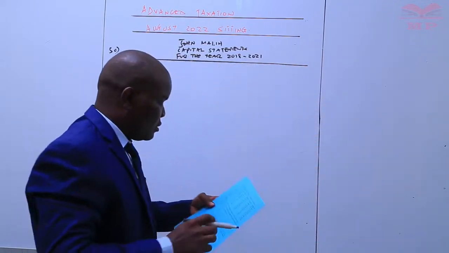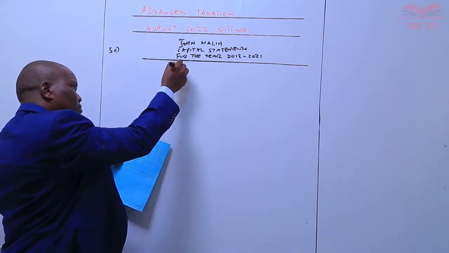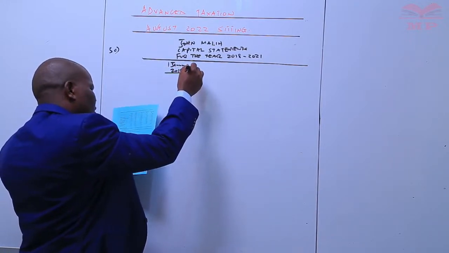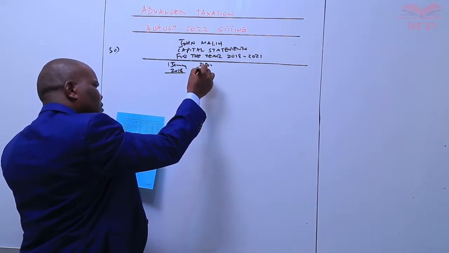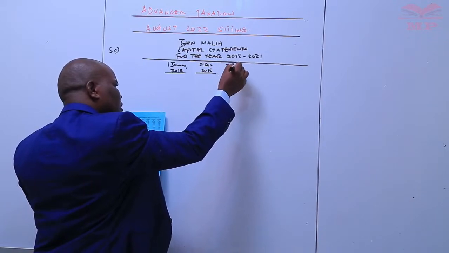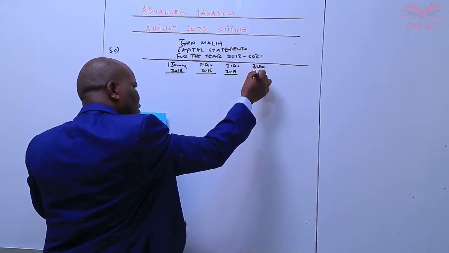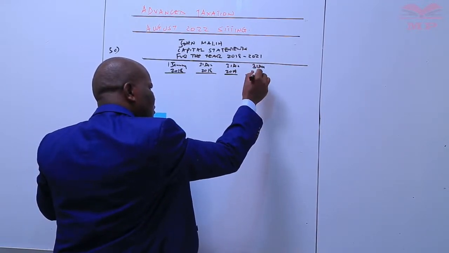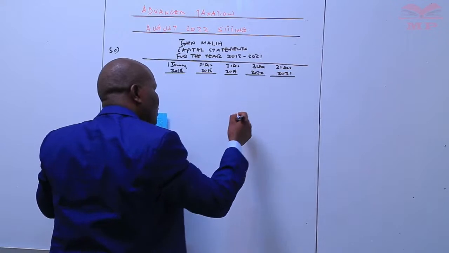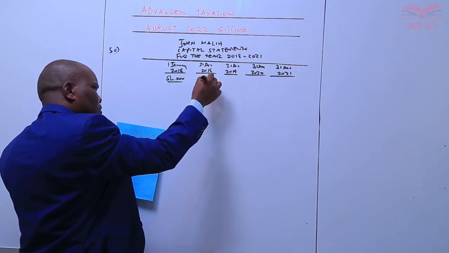So we have January 2018, so we write here 1st January 2018. We have 31st December 2018, 31st December 2019, 31st December 2020, and 31st December 2021. You must show the currency that you are using.